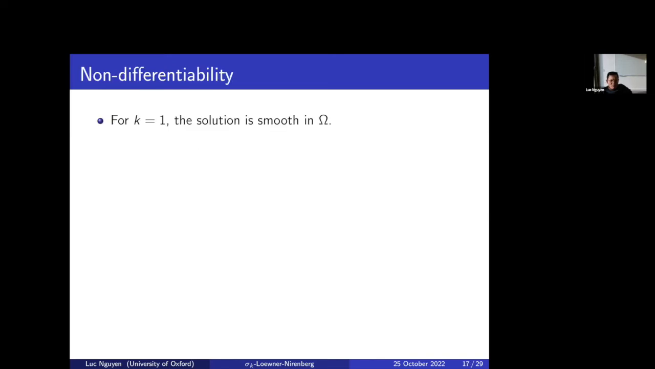Okay. So let me now move on to discuss the regularity issue, which is the main part of the talk that I state in the title, that the solutions are not differentiable. Now, in the case that Loewner-Nirenberg considered, that is when k equals 1, then inside the domain the solution is smooth.